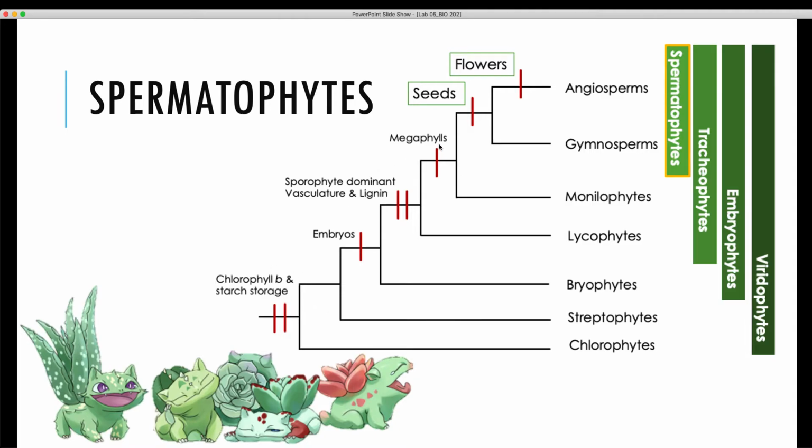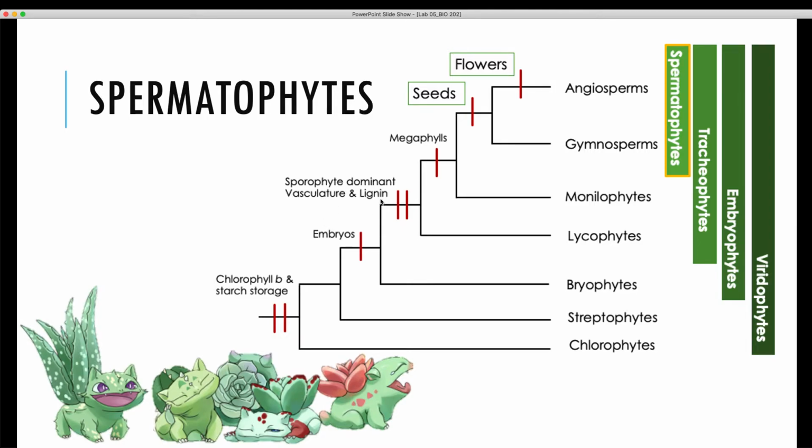Some other terms that you'll need to know, make sure you fill these in on your tree if you haven't already, which is located on page 28, I believe. All of these plants have chlorophyll B in order to photosynthesize. They also, these up here, produce embryos. These are the beginning of our embryophytes. We have sporophyte dominant plants after our bryophytes, right? Bryophytes are gametophyte dominant, and everything else is sporophyte dominant, right?